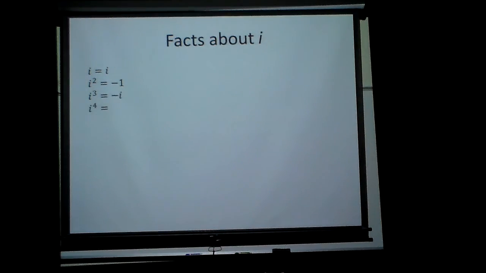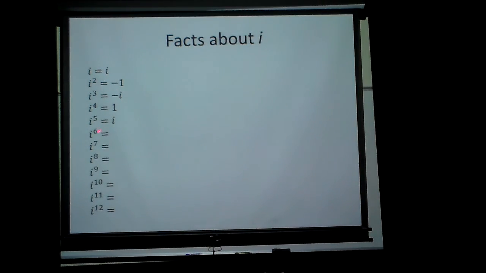So then i cubed would be the same thing as i squared times i, which would make it -i. And think about i to the fourth. That would be i squared times i squared, and that would make it -1 times -1, or 1. And then guess what i to the fifth would be? Well, it would be i to the fourth times i, which would make it i.